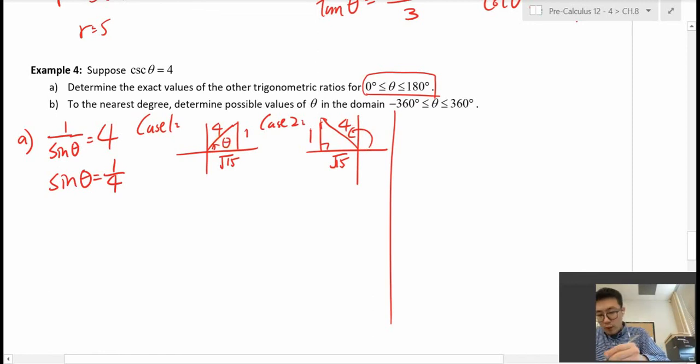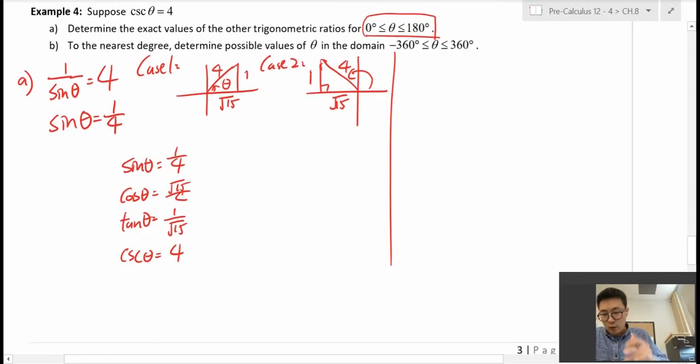Now we can write down sine theta. We actually already did, so I'm not going to write sine theta. Oh, you know what? I should. So sine theta, cosine theta, tangent theta. Sine was a quarter. Cosine, in the first quadrant, everything is positive, so this is going to be root 15 over 4, adjacent over hypotenuse, opposite over adjacent. And then we would have the cosecant, which is just 4. That's the question, right? So we know that. We have the secant, which is going to be 4 over root 15.